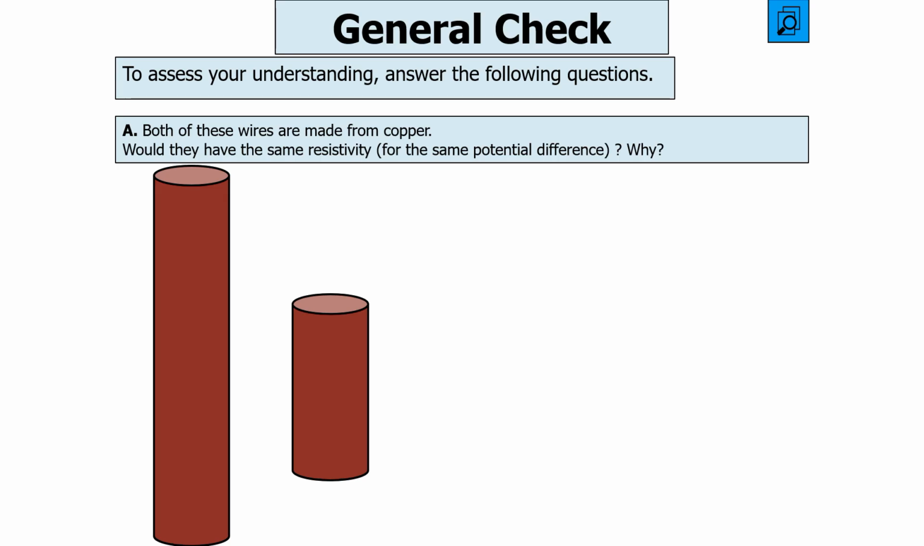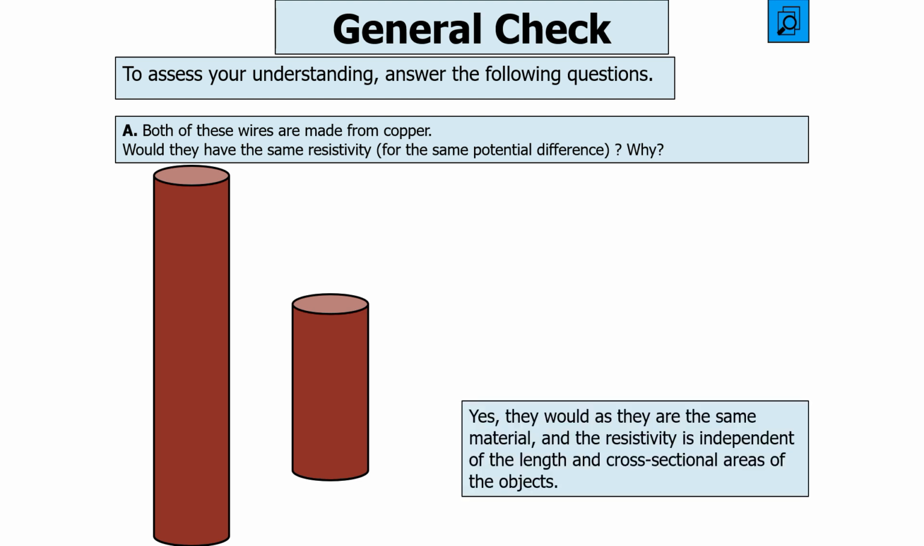Now, both of these wires are made from copper. Would they have the same resistivity for the same potential difference, and why? So pause the video now, then unpause the video when you want to go through your answer. Right, they would have the same resistivity as they are the same material, and the resistivity is independent of the length and the cross-sectional areas of the objects.